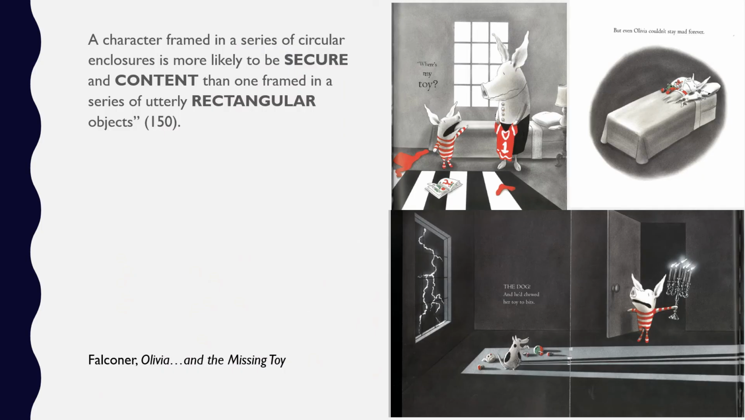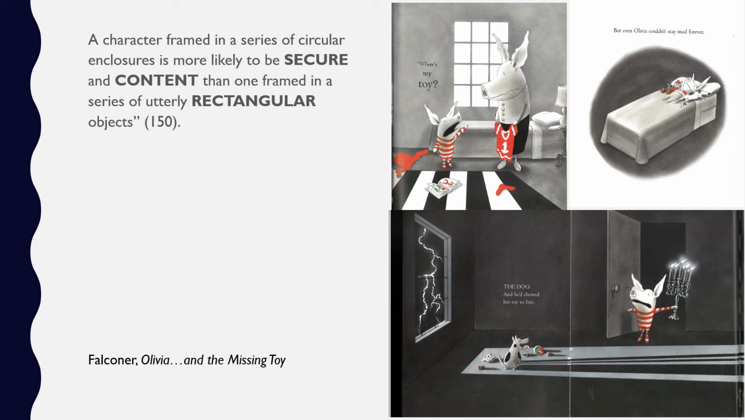So number 8, a character framed in a series of circular enclosures is more likely to be secure and content. And this actually goes back to the feeling that we have towards a mother's womb and how it's rounded. So there's some psychological analysis going on there that we feel more secure and content with round shapes, rather than ones that are framed in a series of utterly rectangular objects.